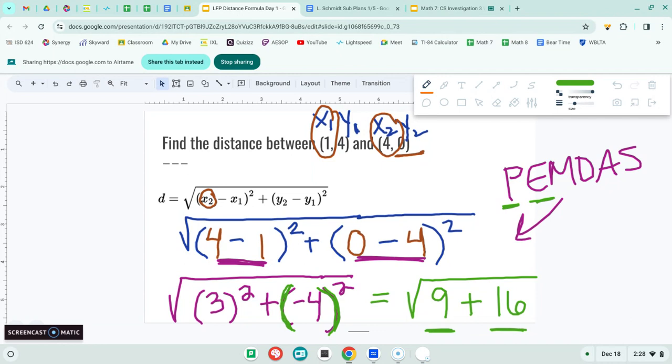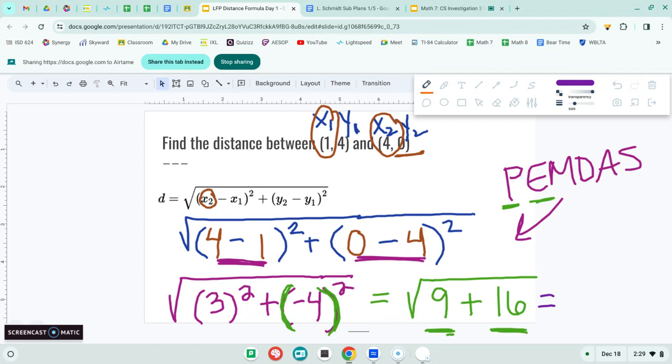Both of these numbers should be positive at this point. I talked earlier that our answer always has to be positive. At this point in your problem, this part should also always be positive. When you square something, whether it's a positive 3 or a negative 4, it should always come out positive.